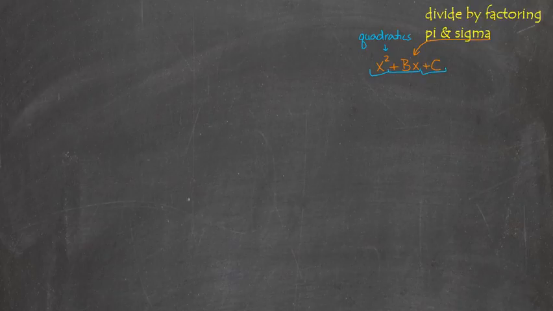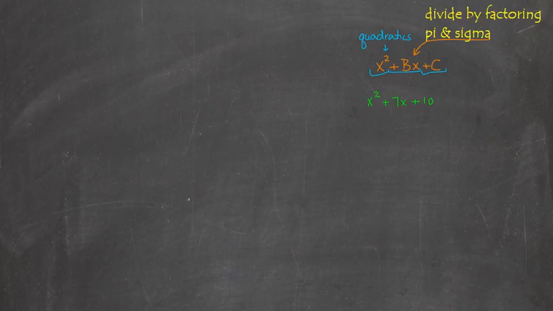Quadratic trinomial. So I'm going to give you an example of one with actual numbers in it. x squared plus 7x plus 10. So you can see that this is definitely a quadratic trinomial. And it's exactly the form that I've written here, x squared plus bx plus c. When you see a trinomial like that, you want to think to yourself, oh, I need to use the pi and sigma method.